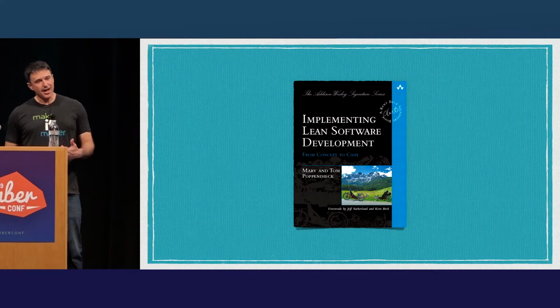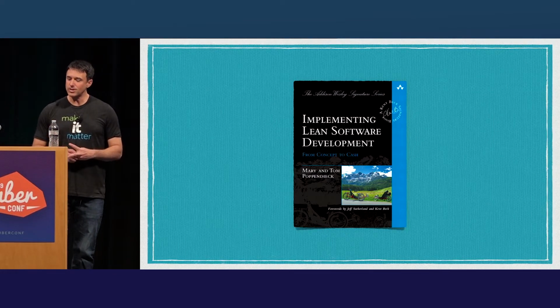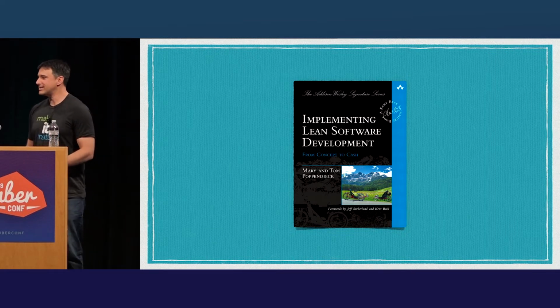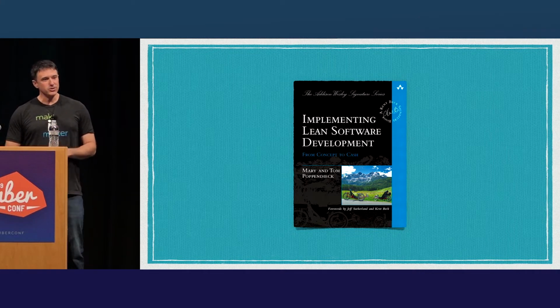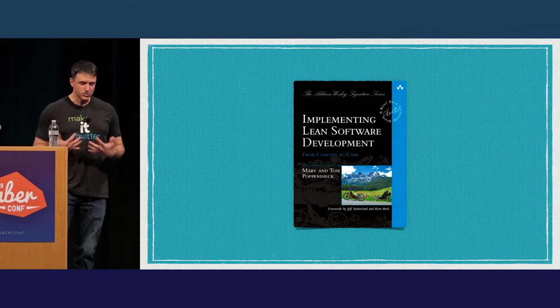And this came back into software when Mary and Tom Poppendieck wrote this book called Implementing Lean Software Development, and they studied the Toyota production system and applied it back into software development. And this was pretty revolutionary. When you hear about lean software development, this is where that came from.